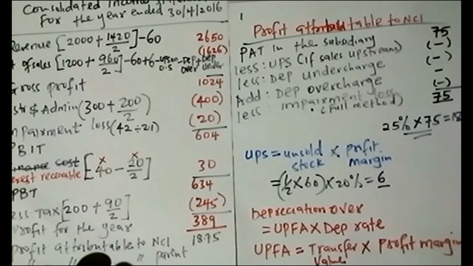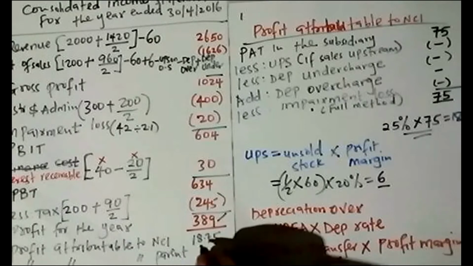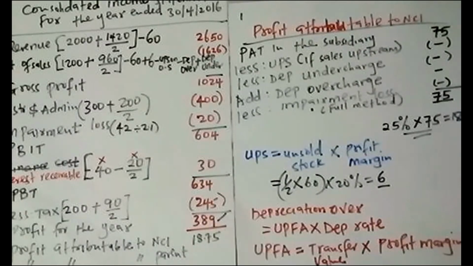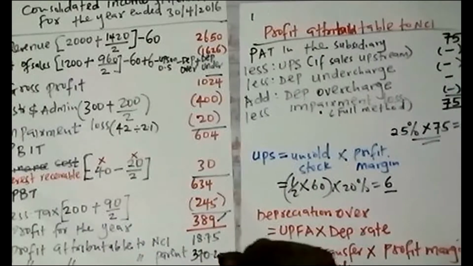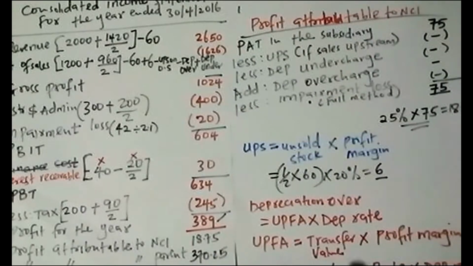18.75. So you take 389 minus that answer. The total was 389. So 18.75 of this goes to the non-controlling interest. So the balance, which is 370.25, goes to the minority shareholders. And that is the end of the income statement.